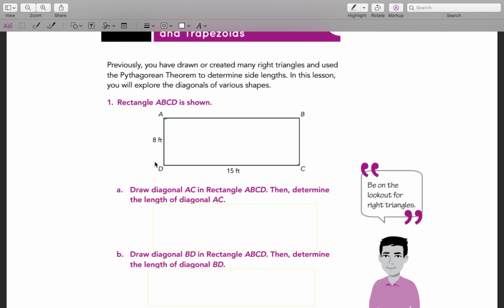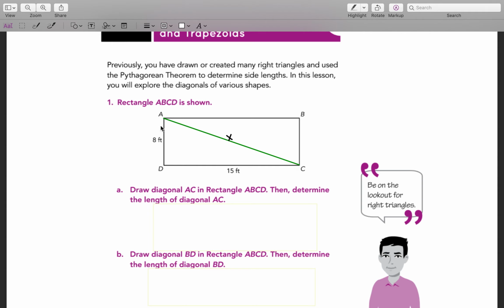So we have this rectangle right here, and we're going to draw the diagonal AC. So right here, A and C, connect those 2 points to get the diagonal AC, which I'm going to be labeling as x. To figure out this x, the diagonal AC, we can use this right triangle you see right here. Do you see that?